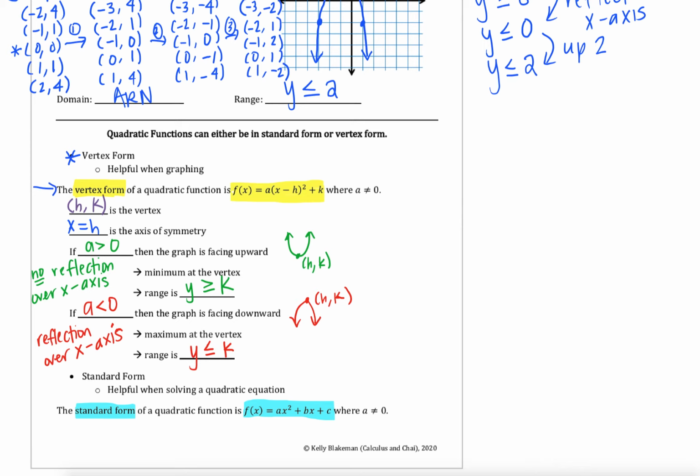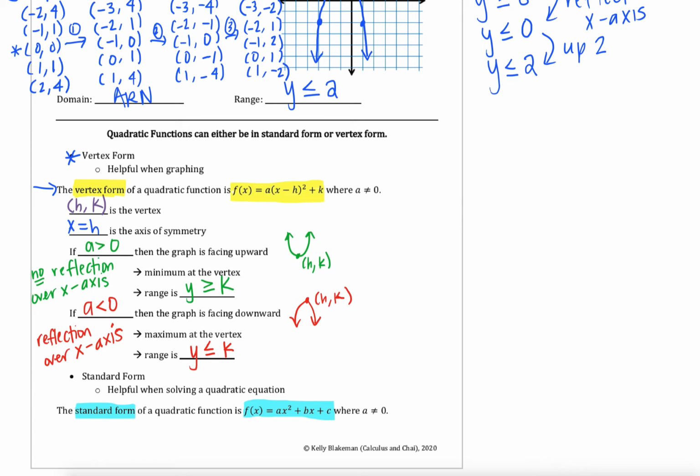Formally, the vertex form of a quadratic function is f of x equals a times parentheses x minus h squared plus k, where a, of course, is non-zero. Otherwise, I would just end up with 0 times everything, which would just give me 0 plus k, which would no longer be a quadratic function. So here, the a, the h, and the k should look familiar. These are coming from our transformations.